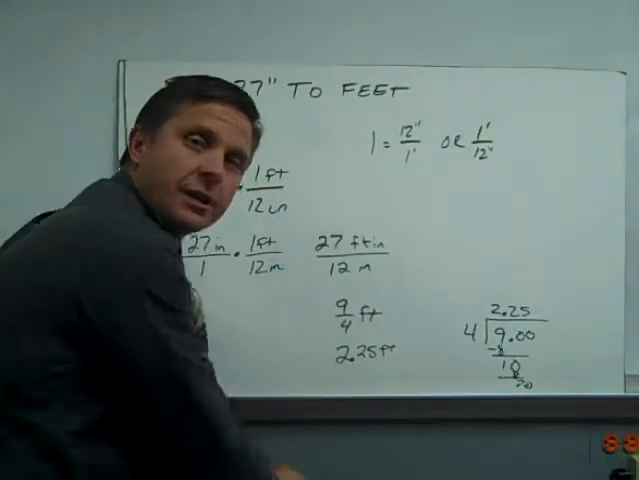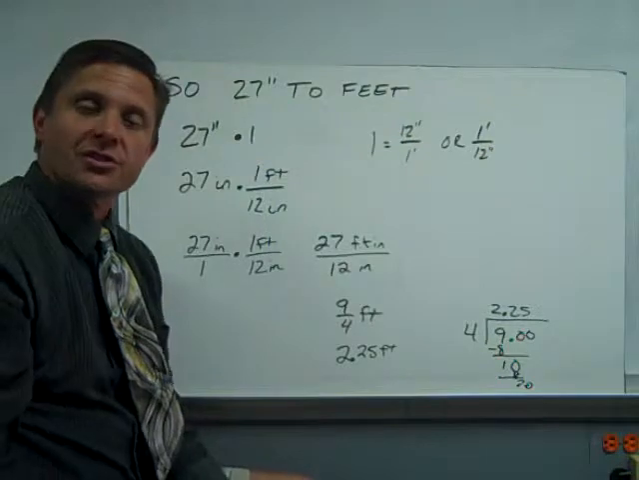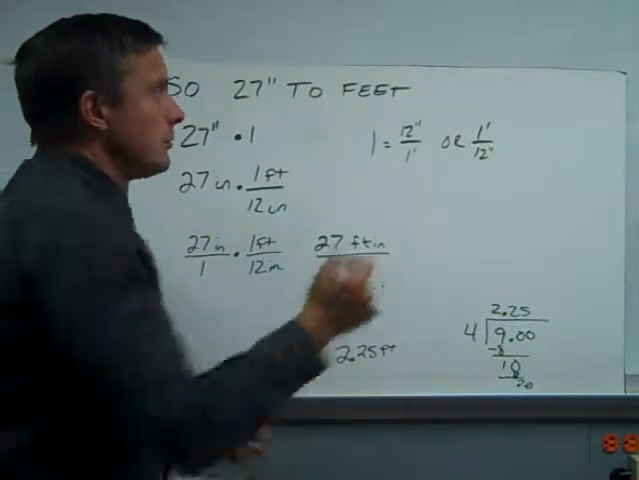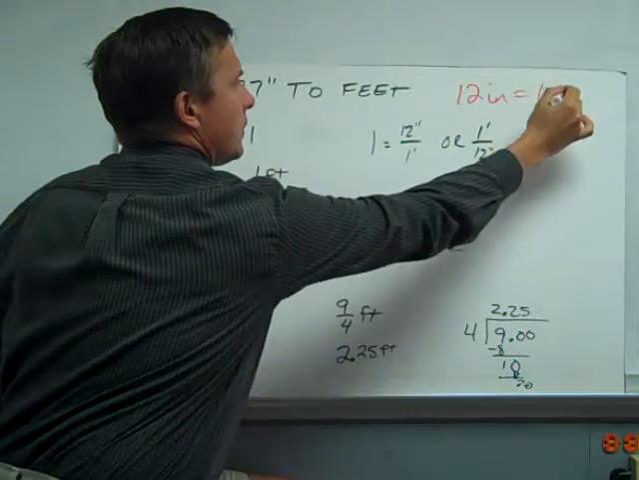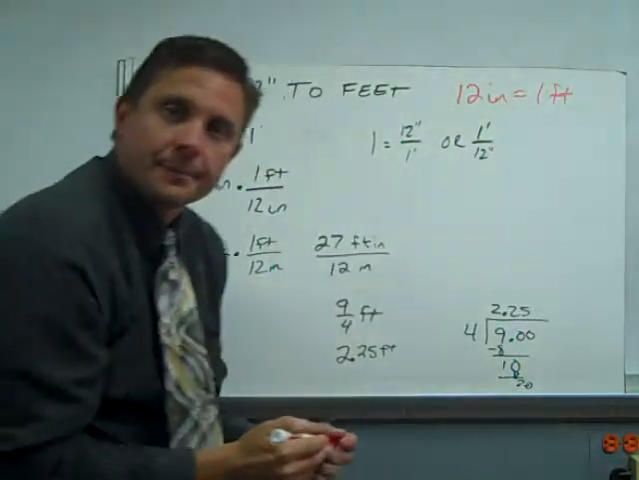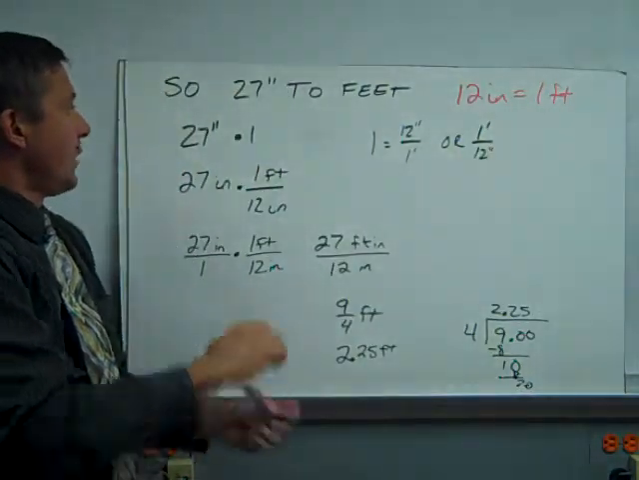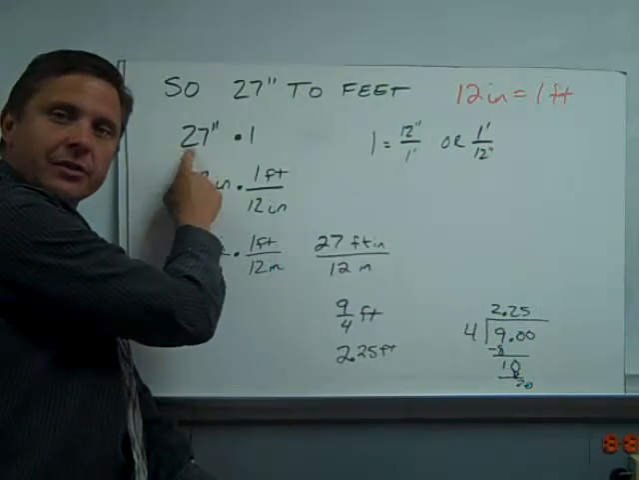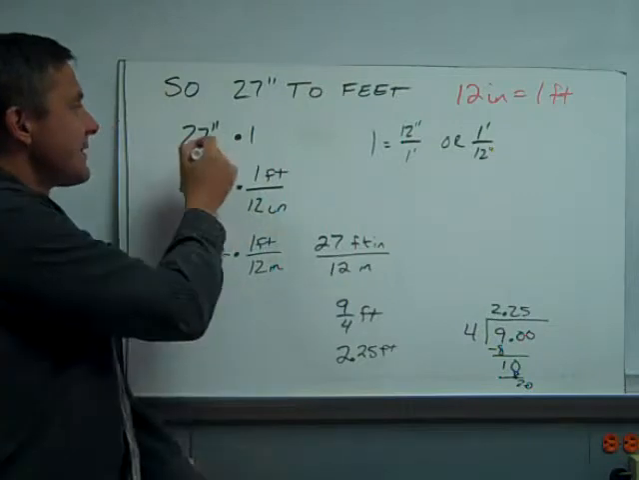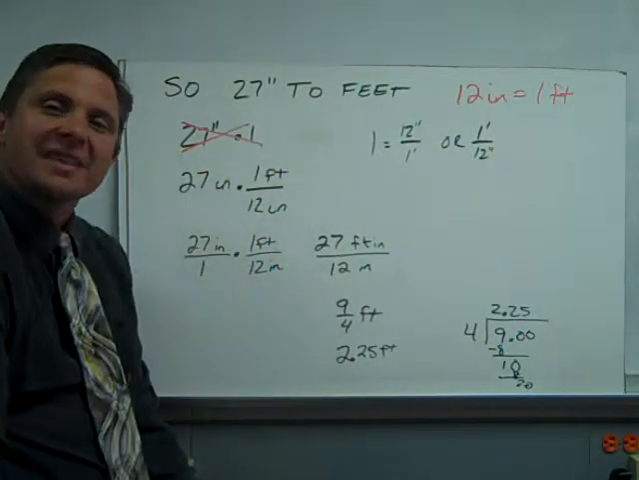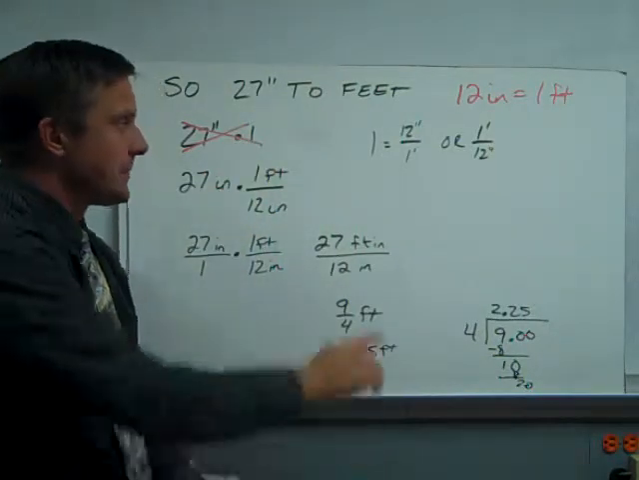So let's convert 27 inches to feet. And we know 12 inches is equal to 1 foot. So I'm going to start with the idea that we're going to take 27 inches times 1. We're not going to change its value. We really don't need this step per se to make the conversion, but that's the math that's happening.